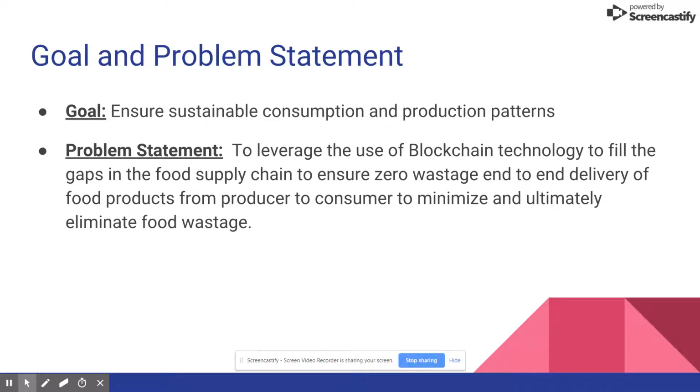In order to combat this problem, we selected the goal of ensuring sustainable consumption and production patterns. We set our problem statement so as to leverage blockchain technology and data analysis to fill the gaps in the food supply chain, to ensure that there is zero wastage, especially in the end to end delivery of food products when they are transferred from the producer, who is the farmer, to the consumers and customers, so as to minimize and ultimately eliminate food wastage.